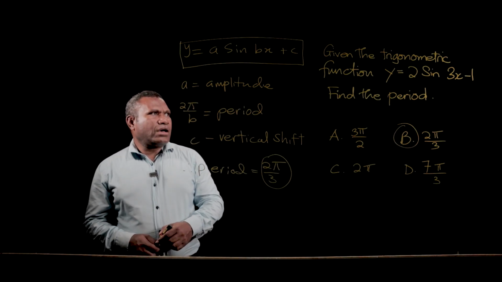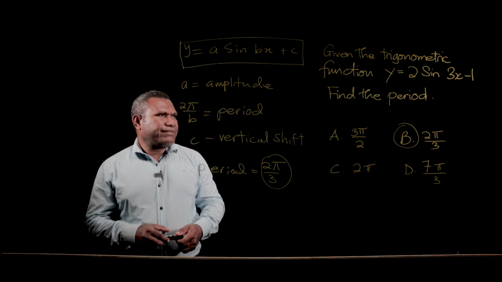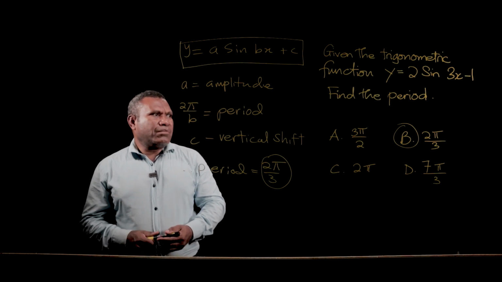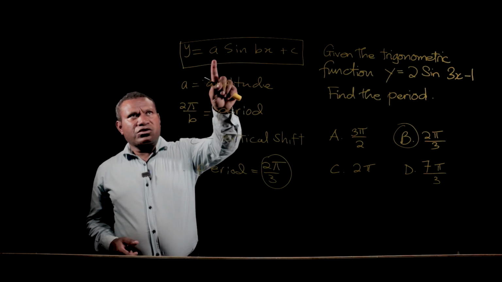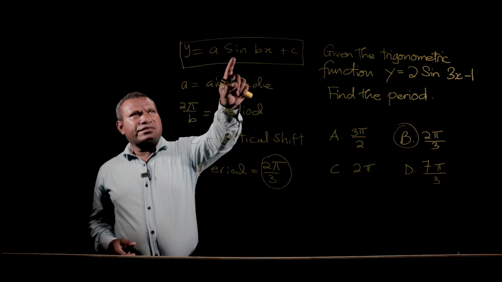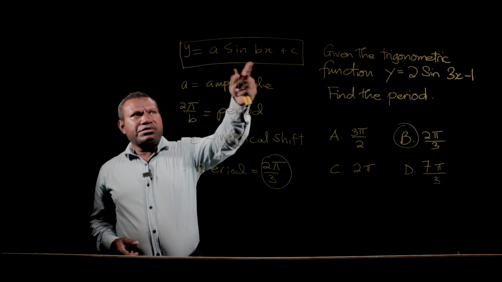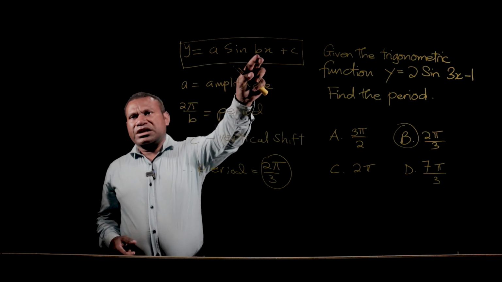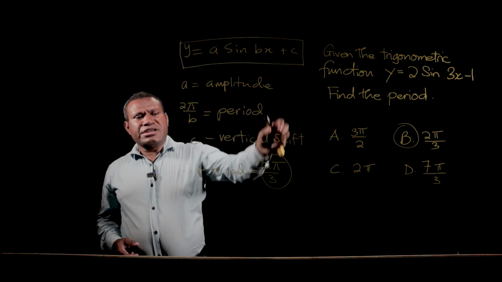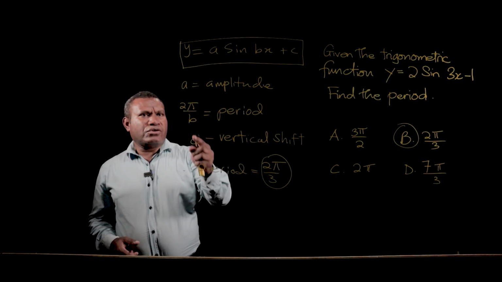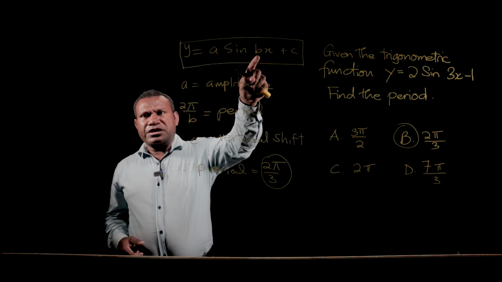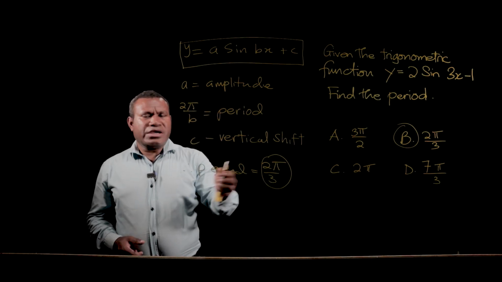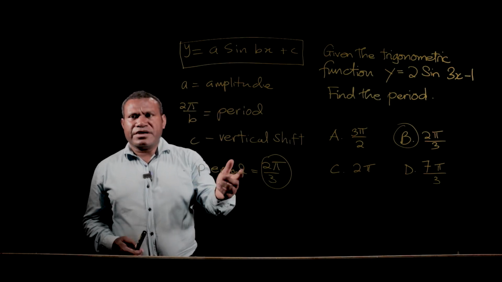What we have done in this question, by the help of this formula, is that if you can recall it, you know a, the coefficient in front of the sine symbol, is the amplitude, b is related to the period, and c is the vertical shift. If you substitute the value for b, which is 3, into this one, then we can work out the period as we have done.